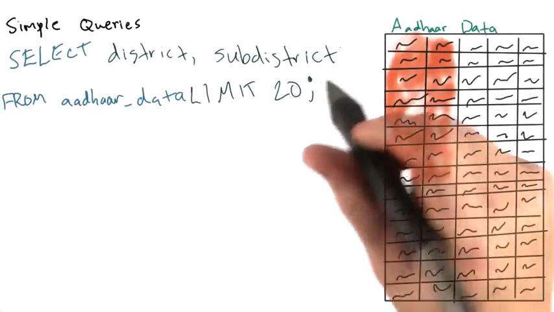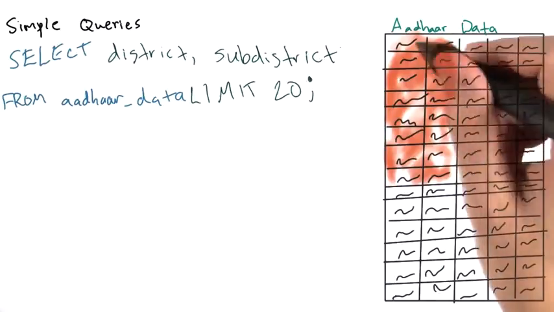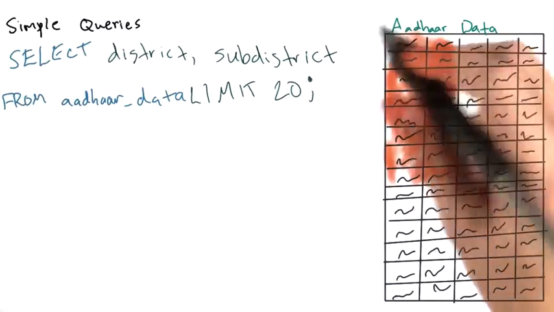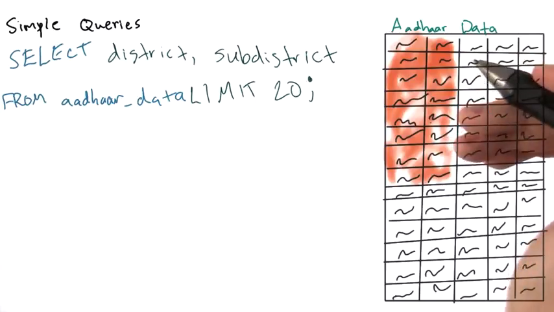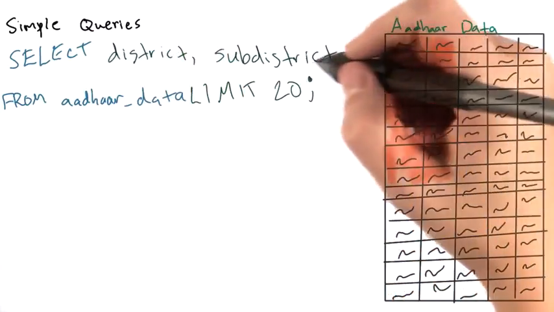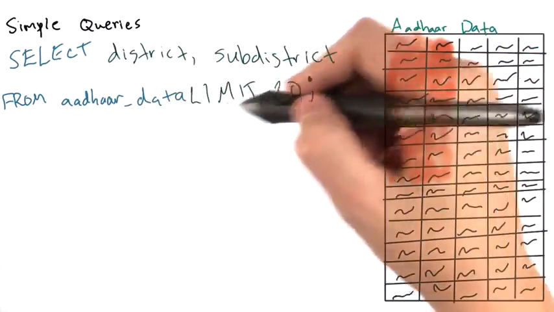Now, say we only wanted some of these columns, say district and subdistrict. We could just ask for those specific columns instead of star. For example, we might write select district, subdistrict from Aadhaar data, limit 20.